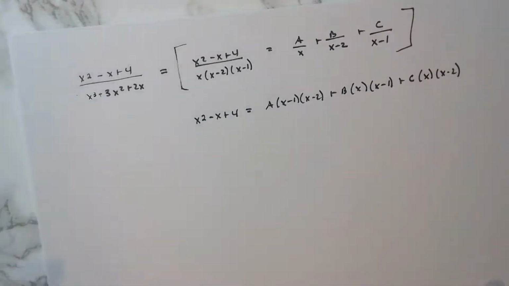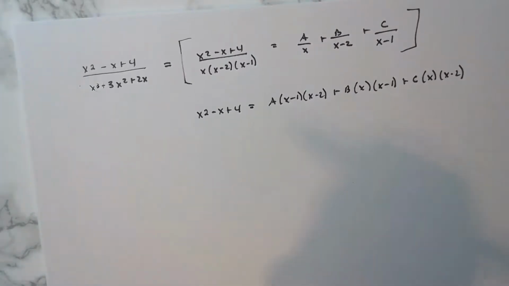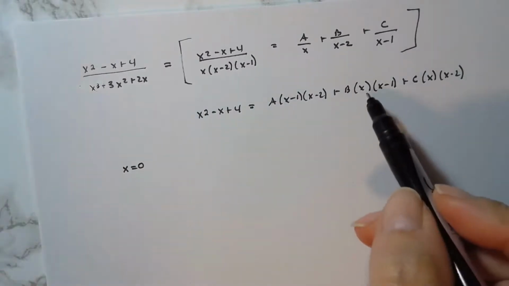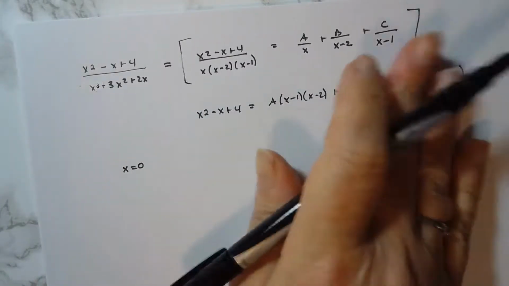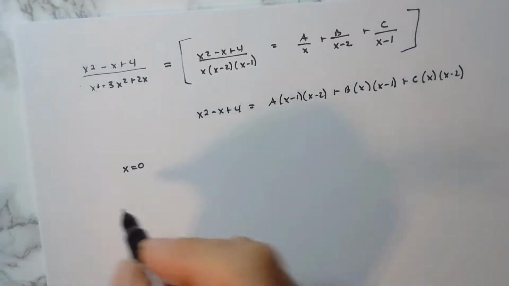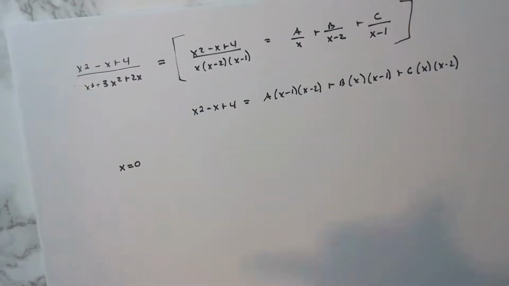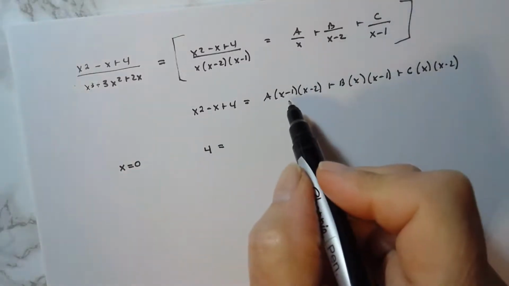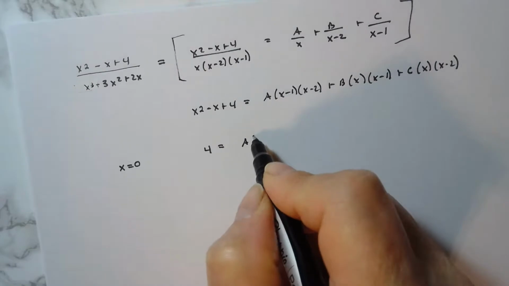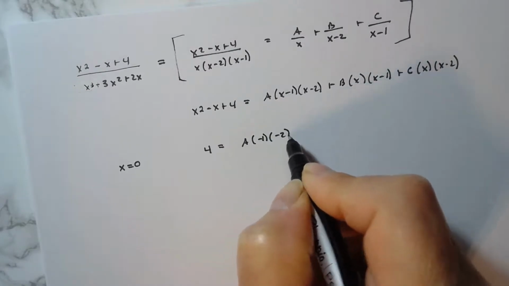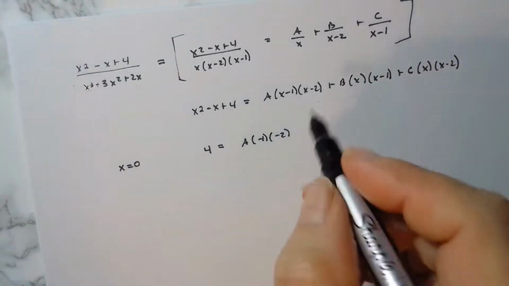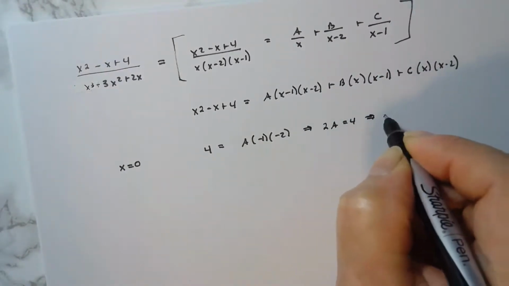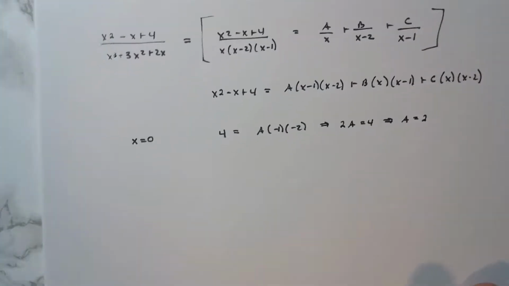Right? And at this point, I'm going to choose my x's. The x's are going to be when x is equal to 0. So if I plug a 0 in for x, that becomes 0 and that becomes 0, and then I can solve for A. And x equals 1, and then x equals 2. So when x equals 0, on the left I'm going to have 4 equal to A times negative 1 times negative 2, and B and C are going to go away. So what I have is 2A equals 4, so that means that A is equal to 2. Oh, sorry about that.